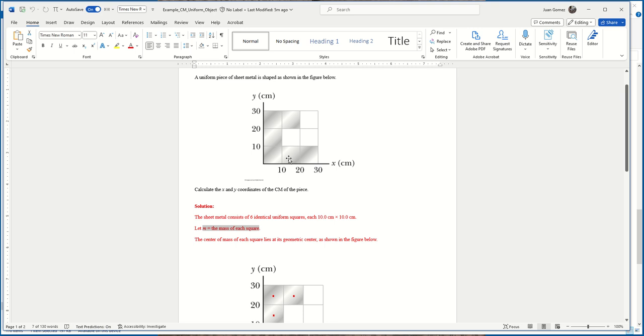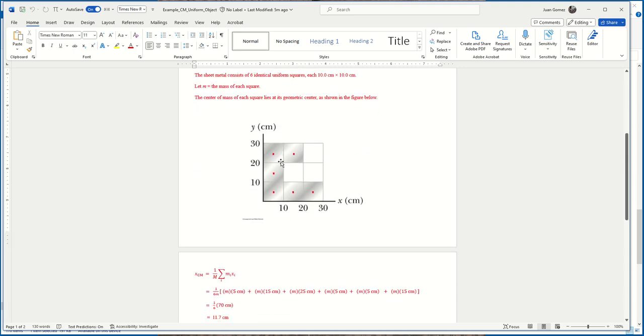Now remember, for any uniform object, no matter what its shape, when we say uniform, we mean the mass is distributed uniformly. So for any uniform object, the CM will be located at the geometrical center of the object. So for each of these individual squares, the individual CMs are located at the center of each square, as indicated by these red dots in this figure.